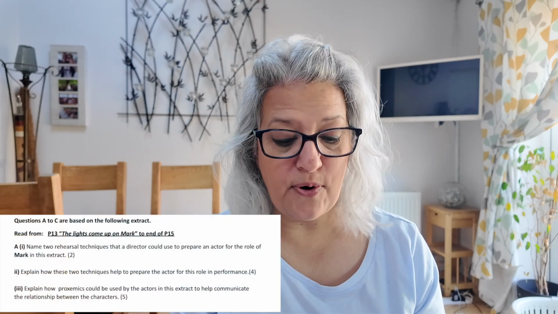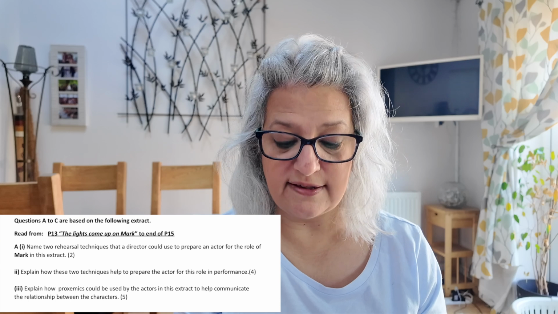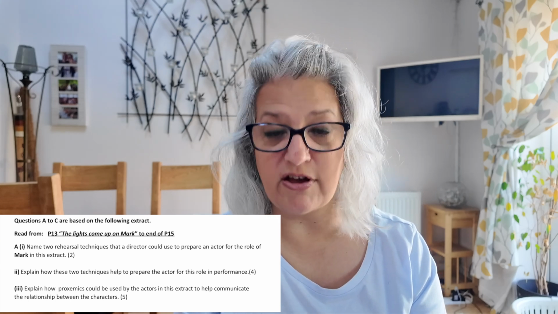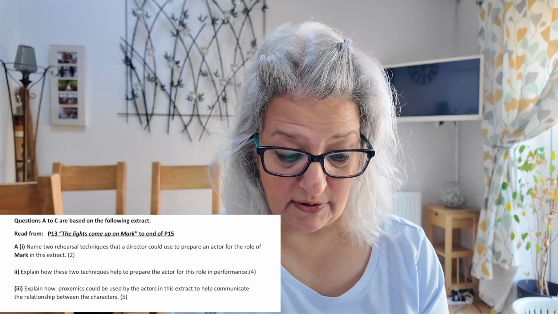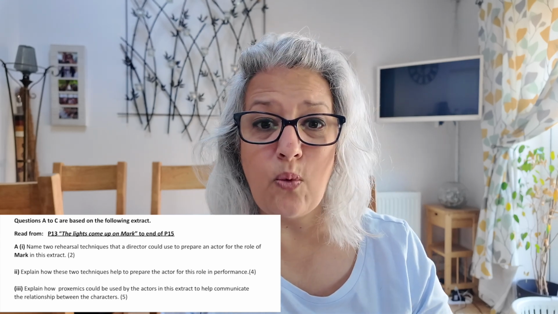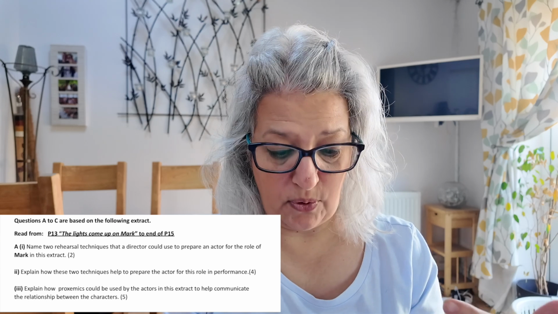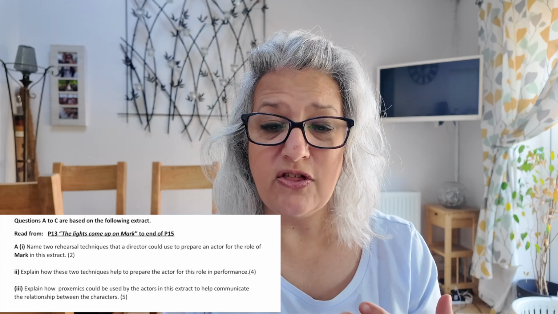So then it could be that my third one is: explain how proxemics could be used by the actors in this extract to help communicate the relationship between the characters. So I've got 5 marks. So I want to link it to a line, and I want to give an example. If there were 3 characters, I probably want to give 1 line and 1 example of how proxemics could be used for each of those characters.